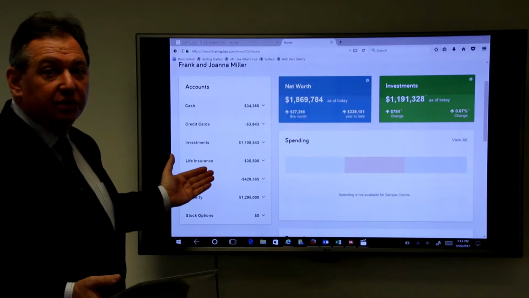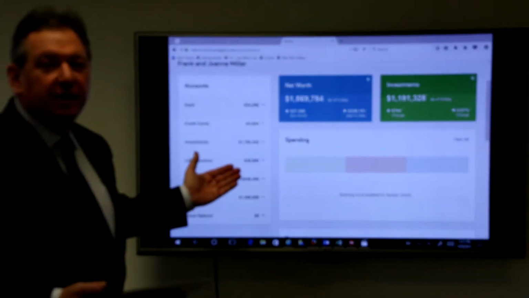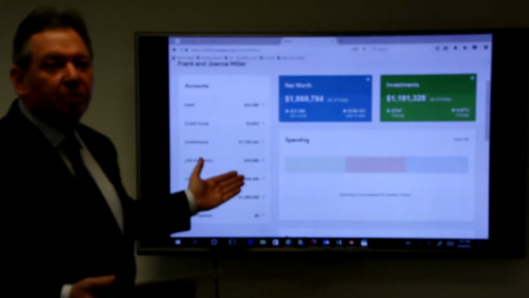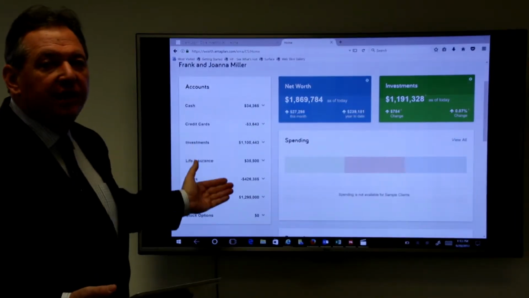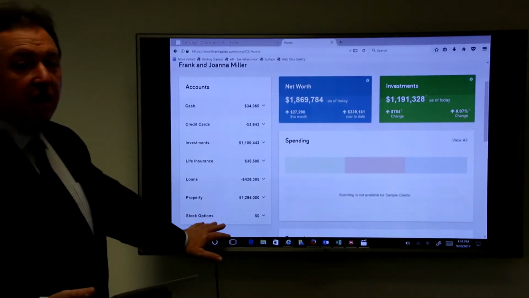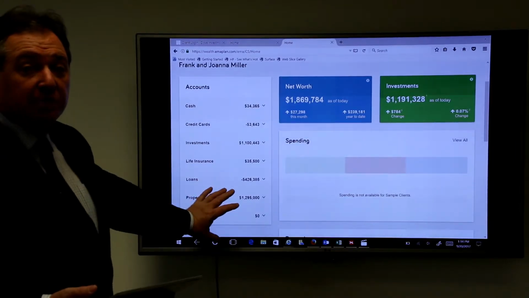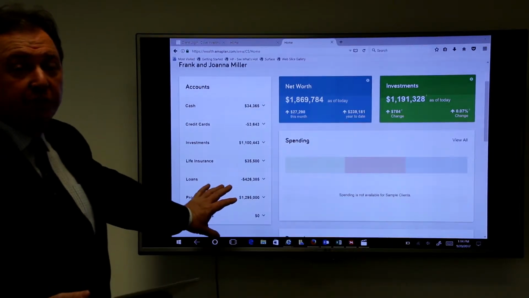Investments, life insurance, a key part of how this all works together. Loans, mortgage loans. Managing debt is just as important as managing assets, understanding how that all works together. And then overall property, and if you have stock options, for those of you who have stock options, we put those options in here. This has been a great tool for those folks.